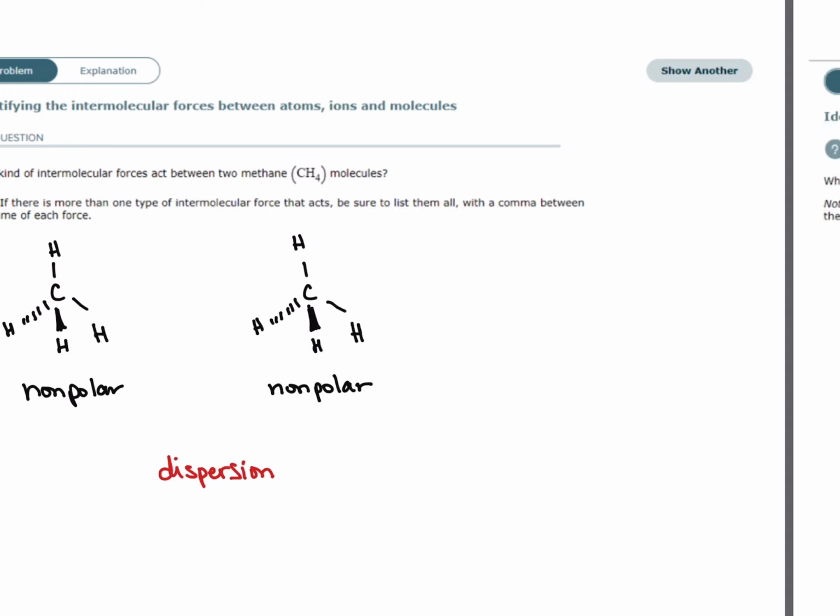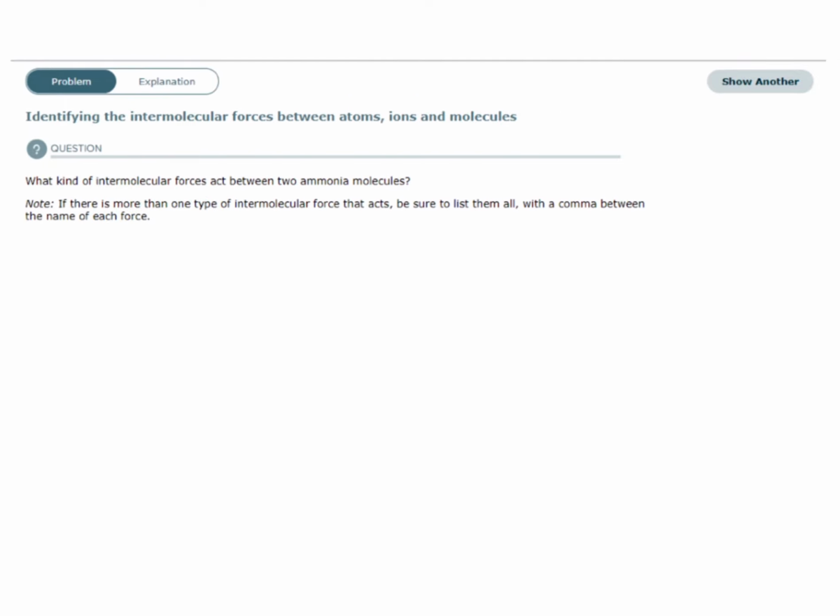Let's take a look at another example. What kind of intermolecular forces act between 2 ammonia molecules? Let's go ahead and draw this out. So this is the correct geometry of ammonia. And we want to determine the polarity. This molecule is polar.